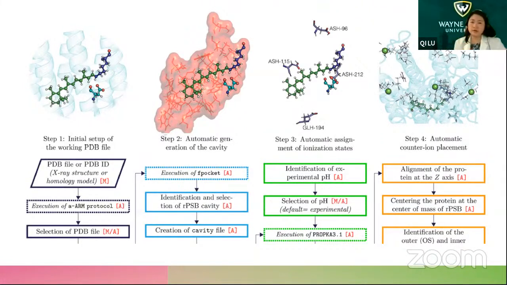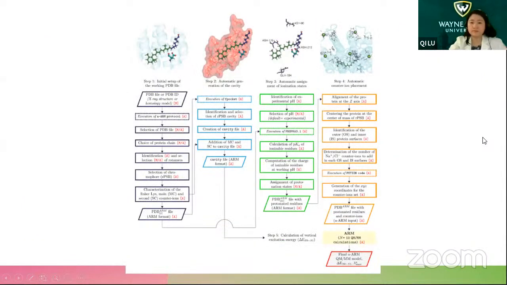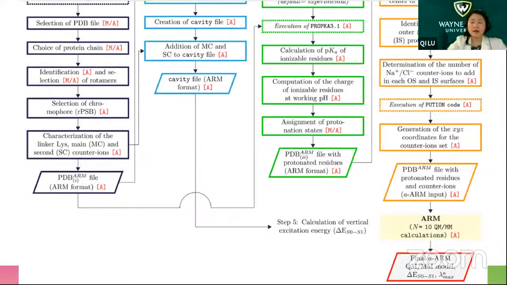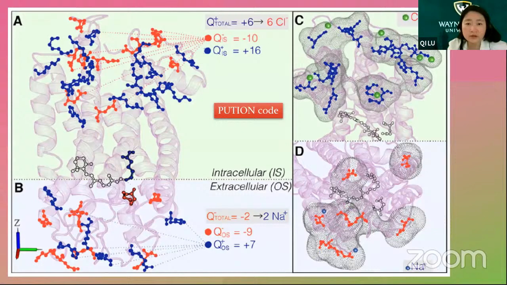Generally, this model has a first step, the initial setup of the working PDB file, and a second step, the automatic generation of the cavity, which will give out the ionizable states and the counter ion placement. So the whole flow chart is shown like this.